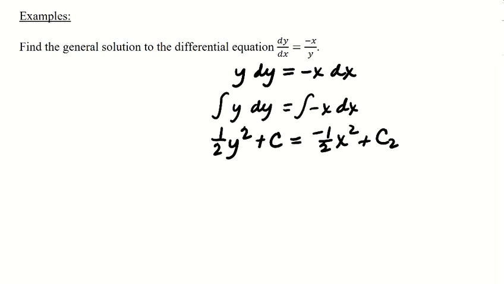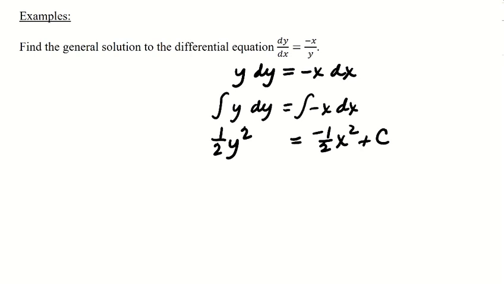In general, we're not going to add two plus c's. I could subtract this first c over here, and c2 minus c1 would be some constant, and I'm going to call that my plus c. So I've just got that. And now I'm going to solve for y, finding the general solution.